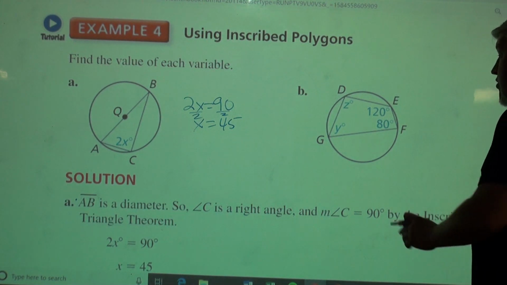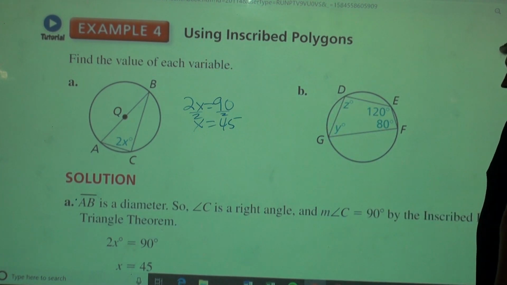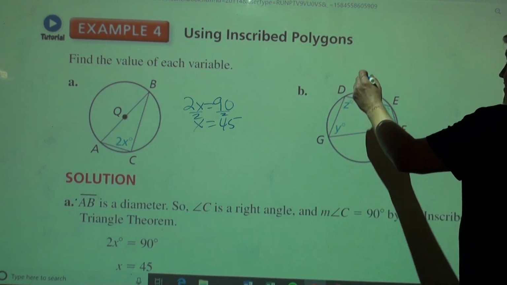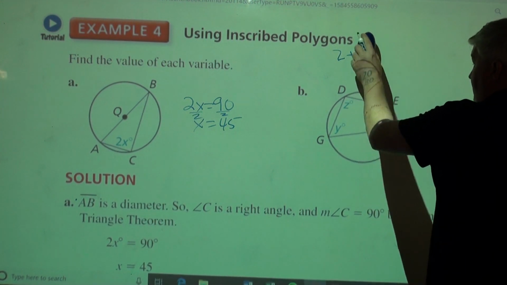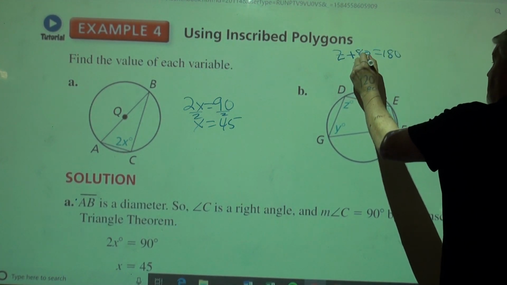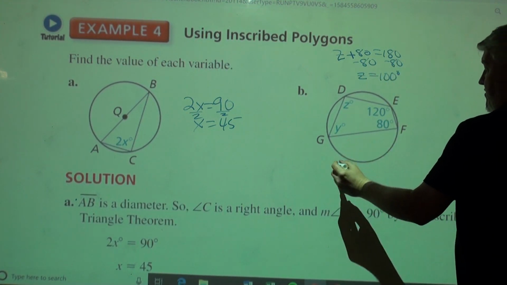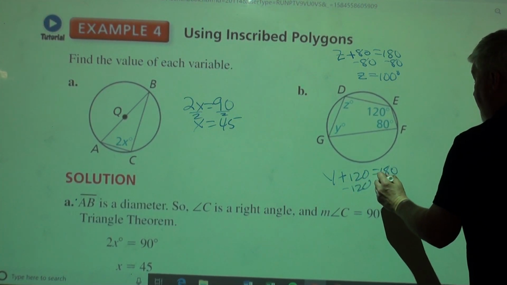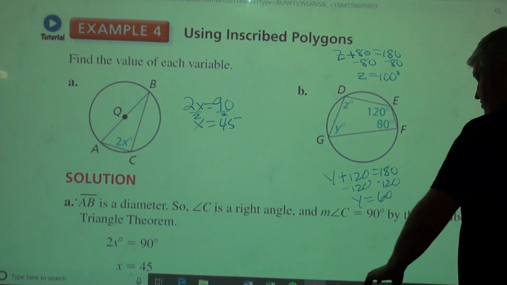Okay? Over here, we have this quadrilateral inscribed in there with letters z and y. We just described a theorem where the opposite angles are supplementary. So we have z plus 80 equals 180. Subtracting 80 from both sides, z equals 100. And y plus 120 equals 180. Subtract 120 from both sides, y equals 60. Okay, pretty straightforward stuff.